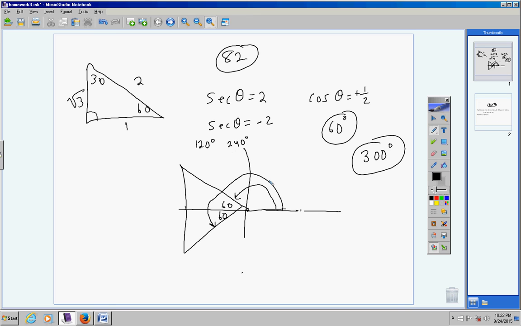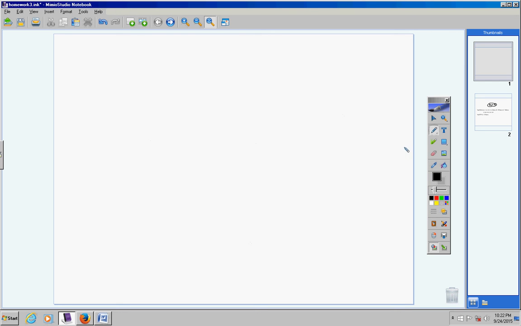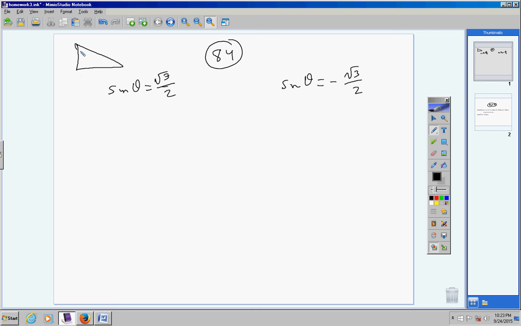120 and 240. Let's try that again on number 84, because on number 84 we have the same thing, an A and a B, in which the only difference between A and B is the signs. Okay, so 84, we're going to try to find theta so that we get a positive square root of 3 over 2. And then we're going to try to find theta so that we get out a negative square root of 3 over 2. So which triangle has a square root of 3 in it? Once again, it's my 30, 60, 90 triangle. This is 30, this is 60, this is 2, this is 1, square root of 3.